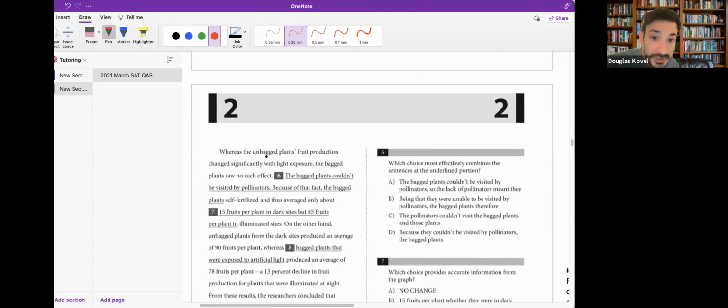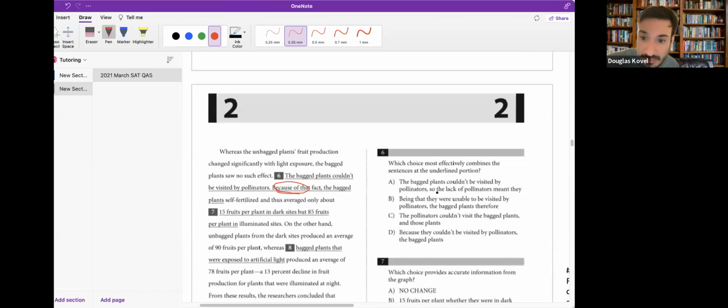Whereas unbagged plants' fruit production changed significantly with light exposure, the bagged plants saw no such effect. The bagged plants couldn't be visited by pollinators. Because of that fact, the bagged plants self-fertilize and thus average only about 15 fruits per plant in dark sites, but 85 fruits per plant in illuminated sites. So again, I see this is kind of choppy and wordy, but I know it's a cause and effect relationship because they have "because of that fact." So I just want to see if there's a choice that keeps that cause and effect relationship in a much more concise way.